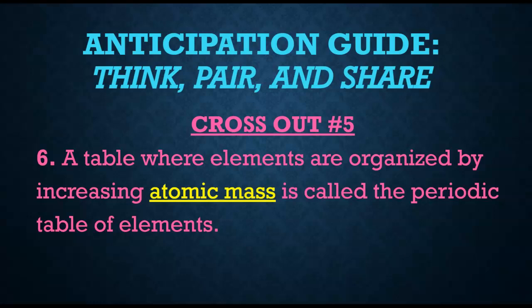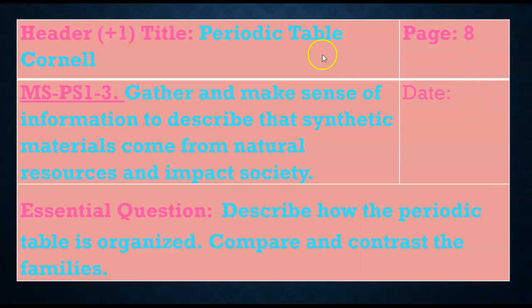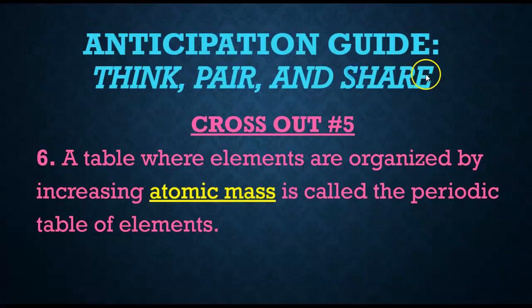Please cross out number 5. We are not doing that. We're not doing that set of notes. So back on this, please look at the periodic table, describe how the periodic table is organized, compare and contrast the families. It's on page 8. So please go to that one. It's going to be after the Bohr's model foldable.